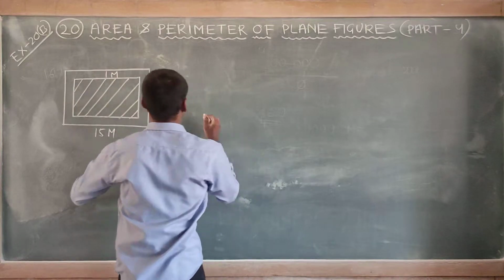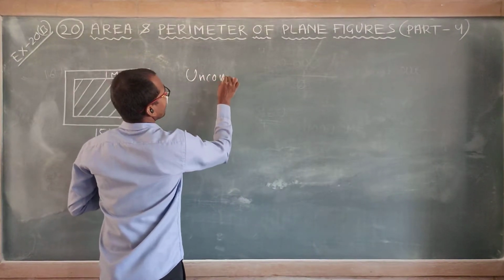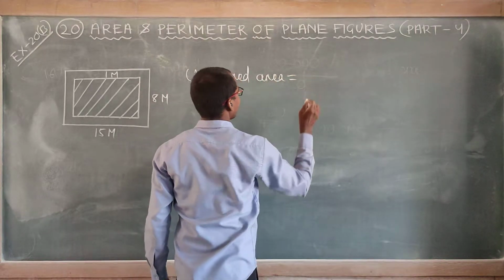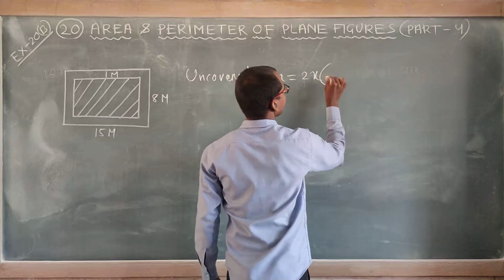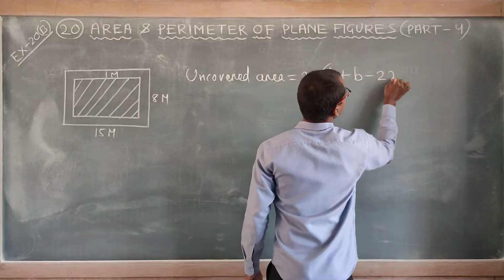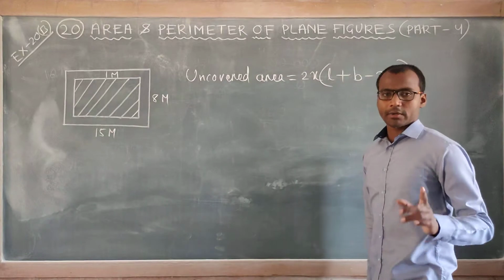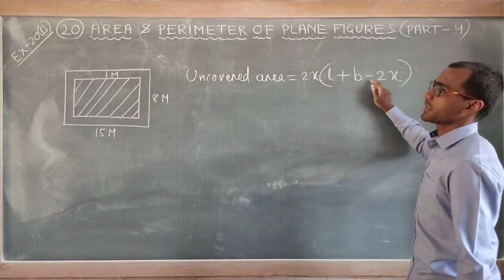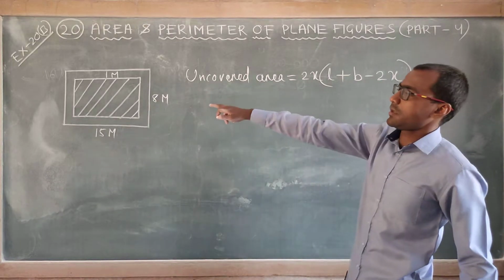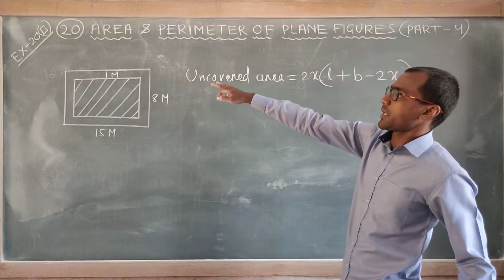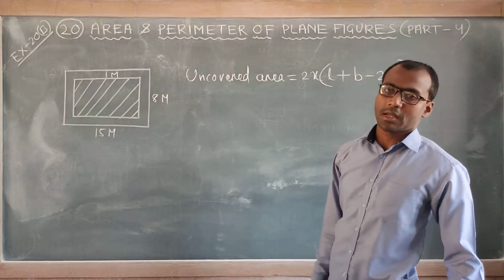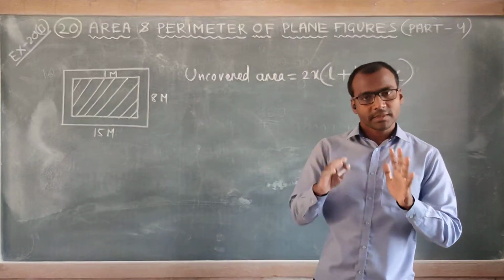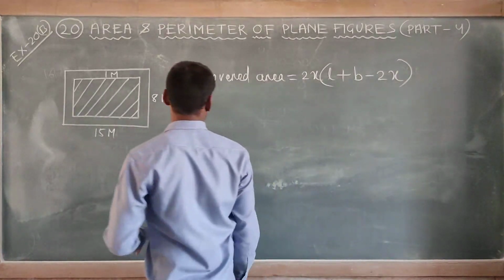This is the covered area, the shaded part. Uncovered area is equal to 2x(l + b - 2x). I have given this formula and I have told that if the path is outside the rectangle then plus, if the path is inside the rectangle then minus. Here you can see the uncovered area, similar to a footpath, is inside the rectangle, so minus. See, inside and outside they look the same.